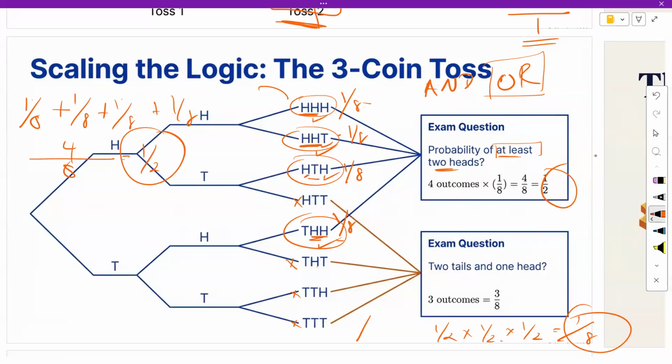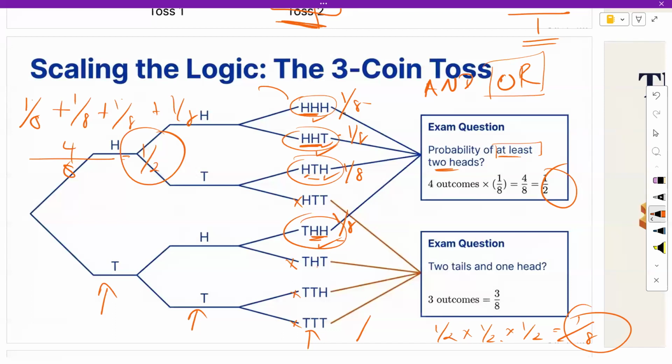Here we apply multiplication and addition rules at the same time. First we apply multiplication. Why? These events are independent. Toss 1 is independent from toss 2, and this is toss 3. These 3 are independent. But here, what's the logic? To win the trial, we should get at least 2 heads.